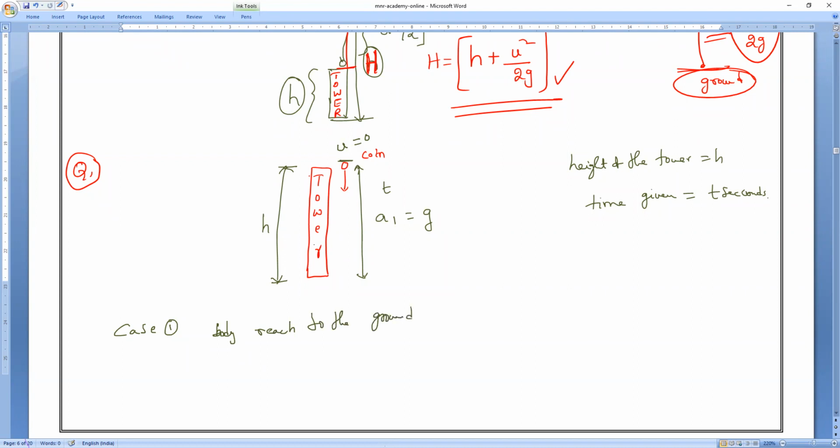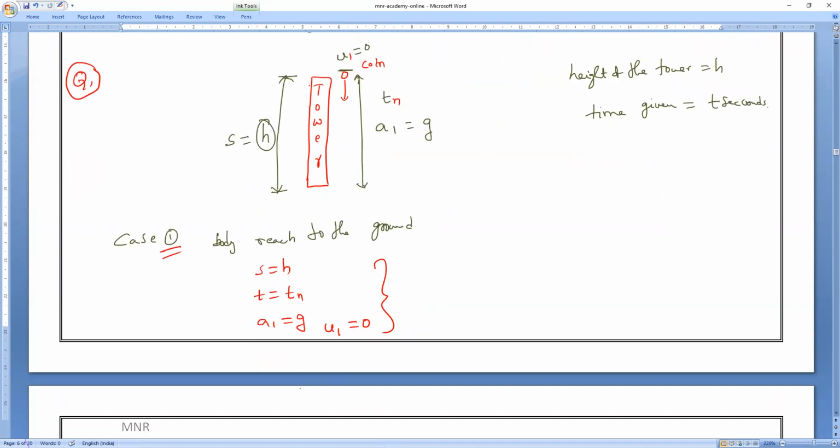The body reached the ground, so what is the distance traveled? The height of the tower. So we know S is equal to H, and time is equal to T. Next, acceleration is a1, which is g. And what else is there? Initial velocity, let me take u1. So u1 is 0. Now apply the formula. Which formula will you apply?